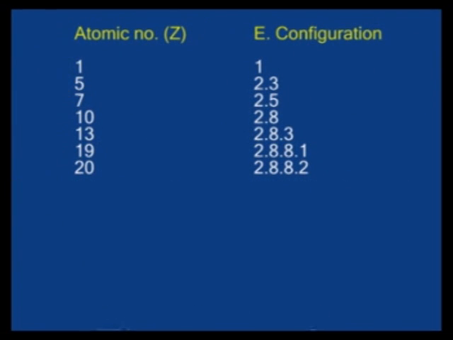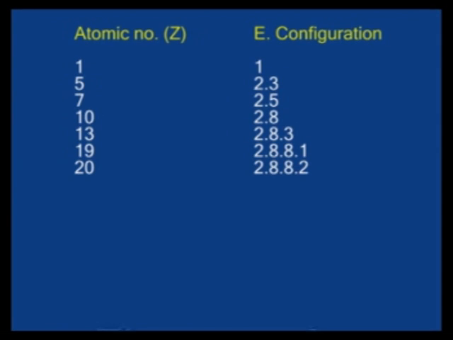For example, in this table, for atomic number 1, the electron configuration is 1. 5 will be 2, 3. If you go to electron configuration for atomic number 10, it will be 2, 8. Atomic number 19 has electron configuration of 2, 8, 8, 1. Finally, atomic number 20 has configuration 2, 8, 8, 2.